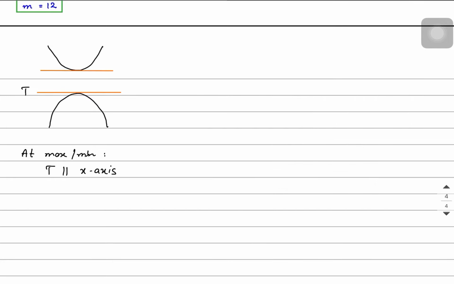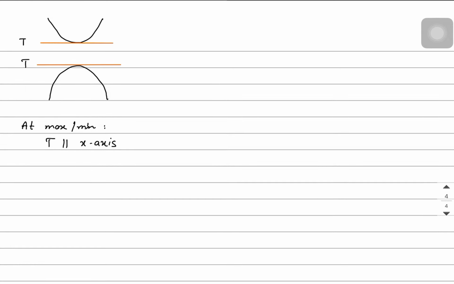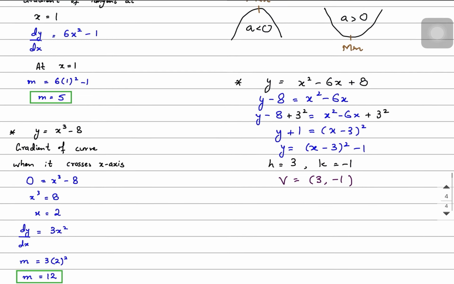So at a maximum point or minimum point, my tangent is going to be parallel to the x-axis, and if it is parallel to the x-axis, my gradient should equal 0, or dy over dx equals 0. So the first thing that comes to mind for a stationary point is that dy by dx should equal 0.